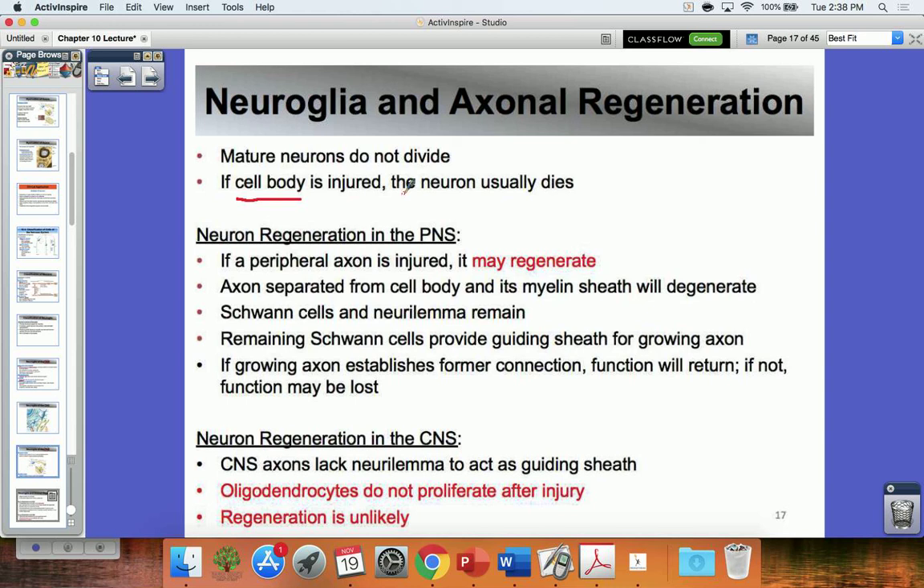For instance, with skin cells, we scratch off skin cells, they're constantly being regenerated. We injure ourselves, they're constantly being regenerated. It does not happen like that with nerve cells. And regeneration is going to be a lot different in the CNS and in the PNS. So the first one is talking about regeneration in the PNS.